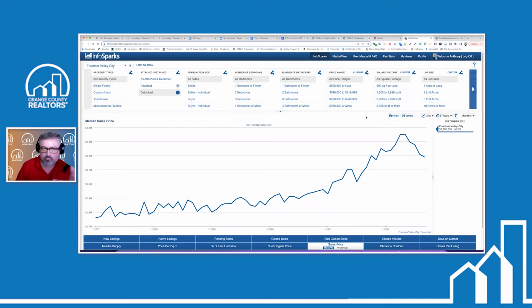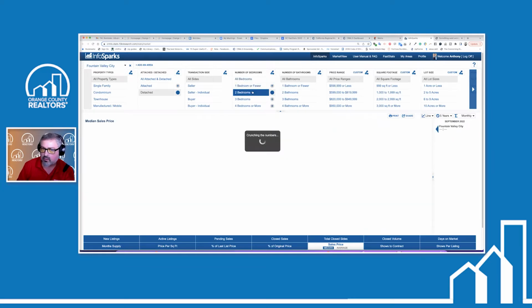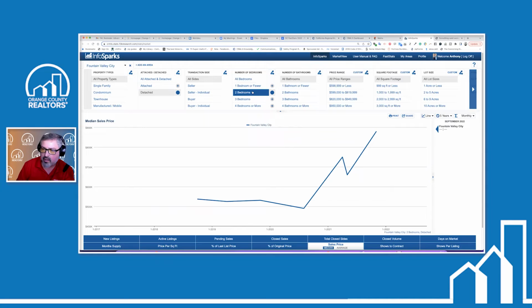All right. So real quickly here, we've got Fountain Valley City. And we've got the detached selected, but now maybe I want to also look at how bedroom types compare. Now over here where it says number of bedrooms, what I can do is easily select one option at a time. But now maybe I want to compare bedroom types as a median sales price. How do I choose multiple choices here?